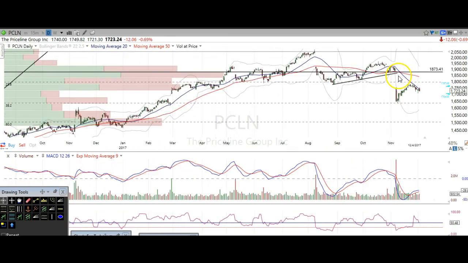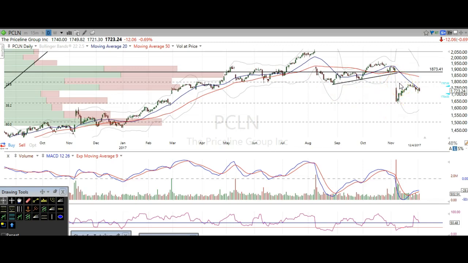And Priceline, this is one that we called for lower prices. Going back all the way, starting in August of this year, we called for lower prices here. We got a lot of flack for that. But as you can see, we took a big hit. You got two gap downs on earnings right here in a row. Here's that one, and then here's that other one.